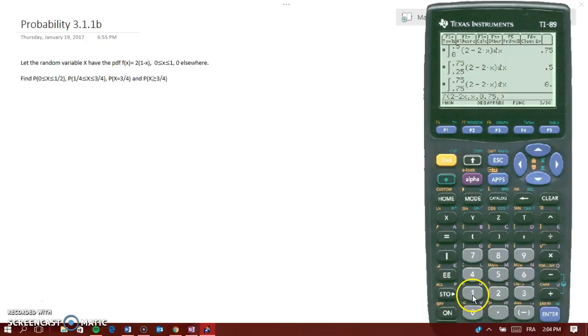What they're actually telling you is that if it's greater than or equal to some number, it starts from that number and finishes exactly where it's supposed to finish, which is 1 in this case. So basically they're saying it's from 0.75 to 1. So it's the probability that x is between 0.75 and 1. That's what they actually mean by x greater than or equal to 0.75. And that would be equal to 0.0625.